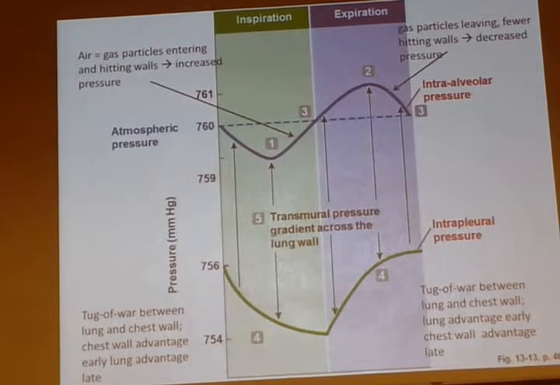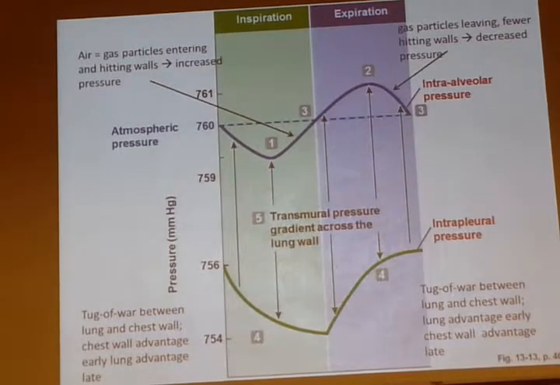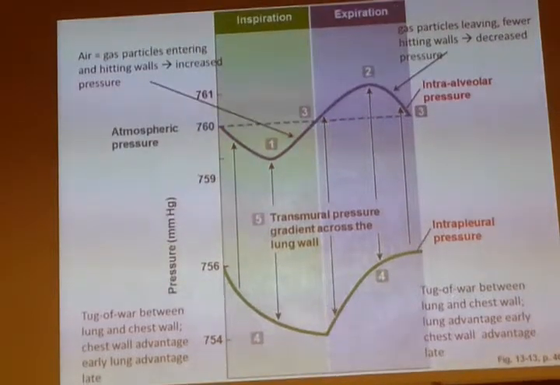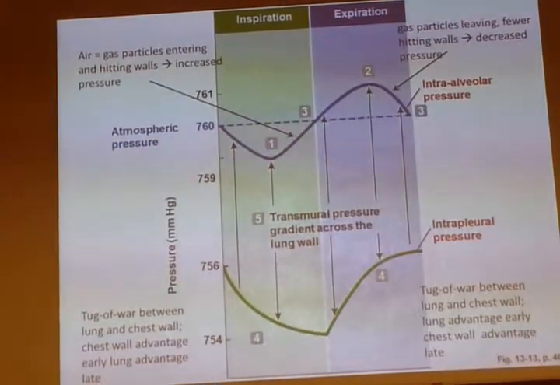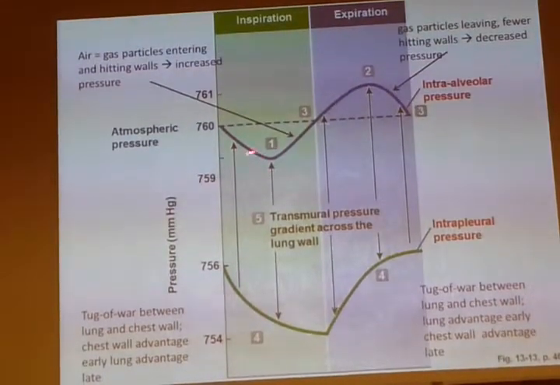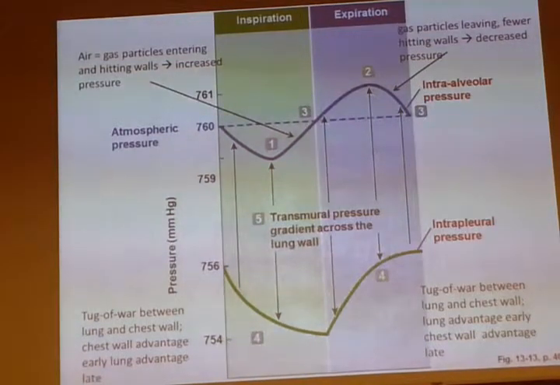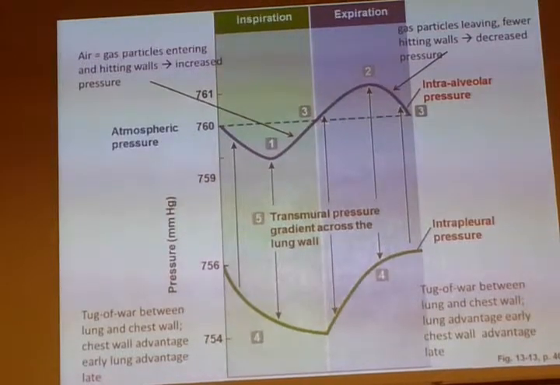Okay, we've got inspiration happening. We've got air going into the lungs, and a quiet inspiration is about 500 mL. But at 250 mL, the pressure starts to go back up. You're still breathing in, but the pressure is going back up. Why? Because you're introducing more gas into the lungs, more particles hitting the chest wall. Pressure will go back towards the initial, which is 760.